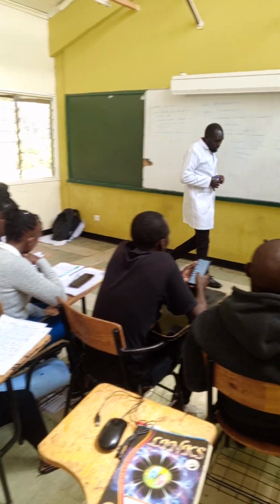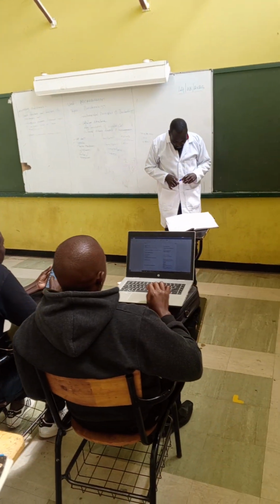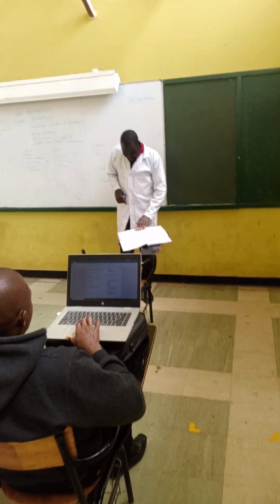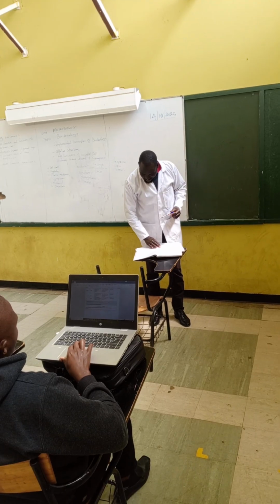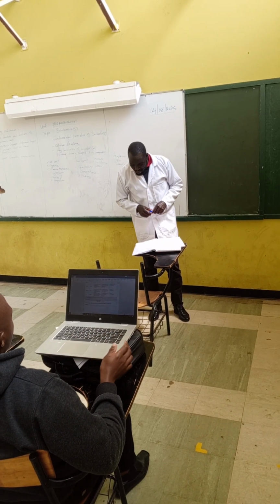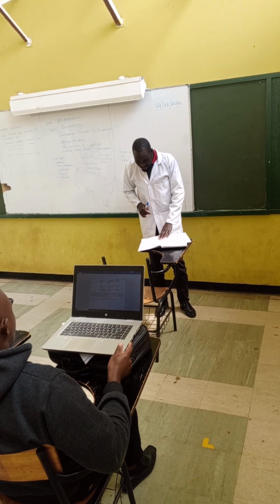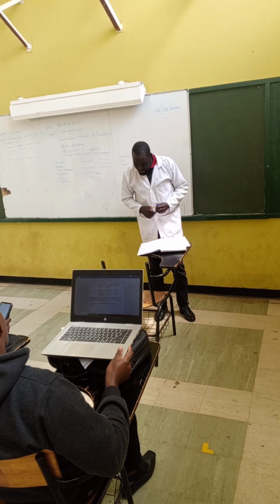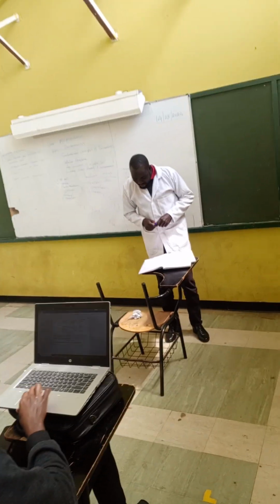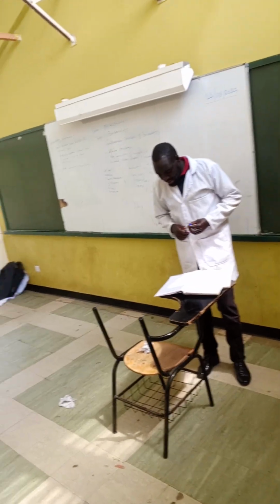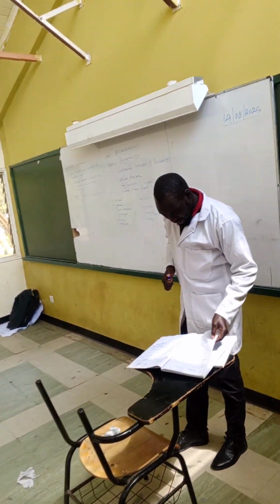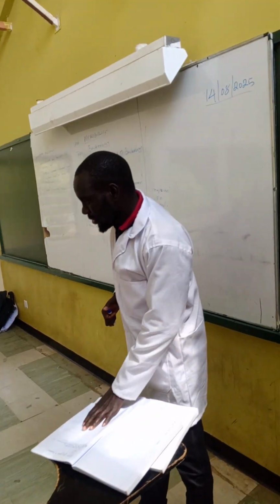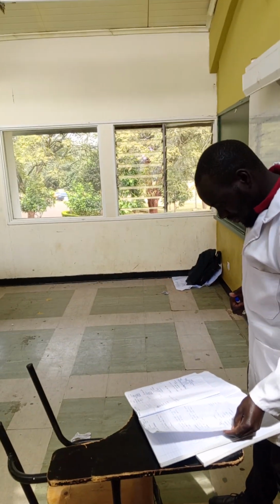Before I leave, I want you to do this assignment in your groups. Describe the key morphological differences between coccus, bacillus and spirillum. That is the question. Make sure you do it and submit in your groups.